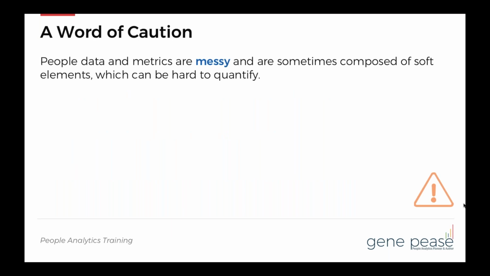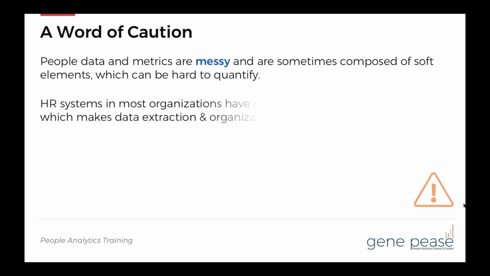But we know our data is not good in HR. It's messy, and it sometimes has soft elements which are hard to quantify. You could have John Smith, J.R. Smith, and J. Smith, the same person in three different systems. Now, it may or may not be three different people, but we have that kind of dilemma with our systems.